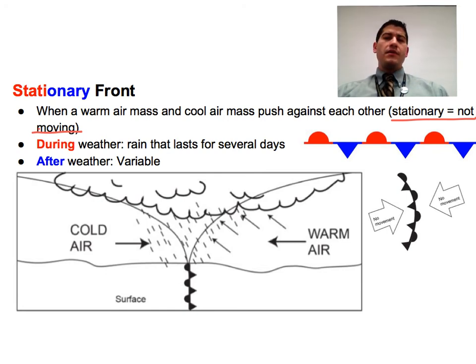The following weather, after the front has passed, will depend on which air mass, the warm one or the cold one, moves into your area. The map symbol is a blue and red line with alternating half circles and triangles on opposite sides of the line. It's a combination of the warm and cold front, and they're pointed in opposite directions to show that the stationary front is not moving in either direction.